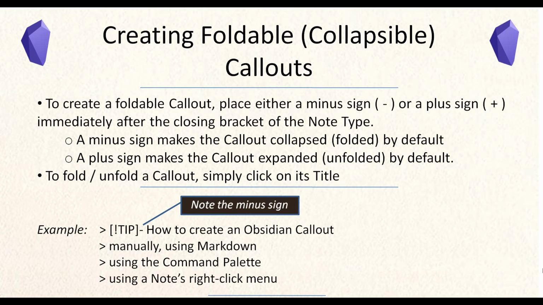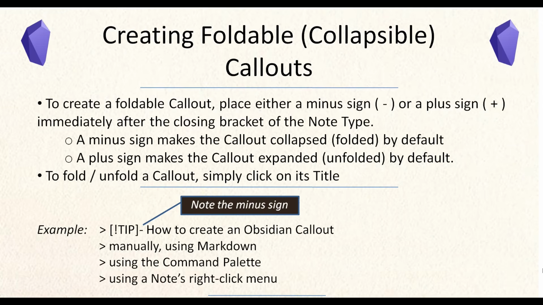How to create foldable or collapsible callouts. A very handy feature of callouts is that they can be made foldable, meaning that the callout's content is folded out of sight until the user expands it, at which time the callout will unfold and reveal its contents. This is accomplished by placing either a minus sign or a plus sign immediately after the closing bracket of the note type. If you put a minus sign there, then the callout is collapsed or folded by default. If you put a plus sign there, then the callout is expanded or unfolded by default.